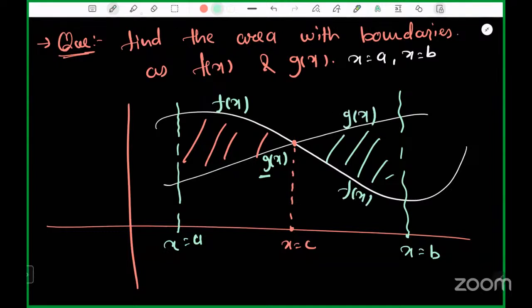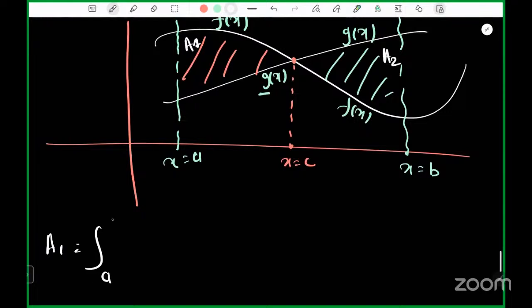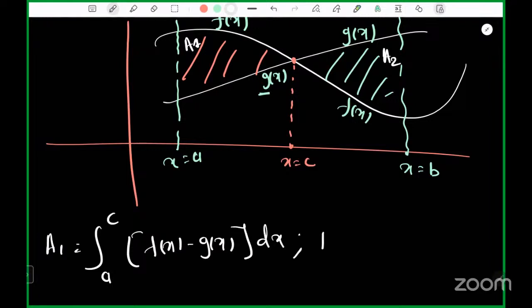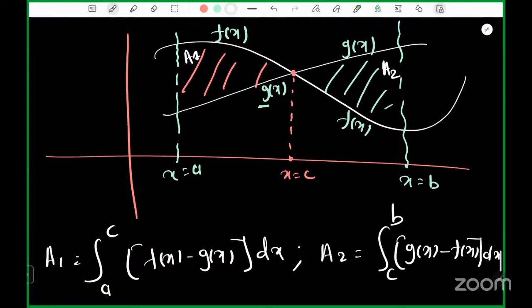If you assume that A1 is this particular region's area and A2 is this region's area, then by integration, A1 is integration a to c of f of x minus g of x dx. And the area A2 is integration c to b. Here, since the upper boundary is g of x, we will do g of x minus f of x dx. Then we can just compute A1 plus A2. That will be our total area.